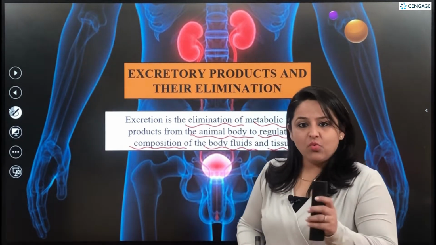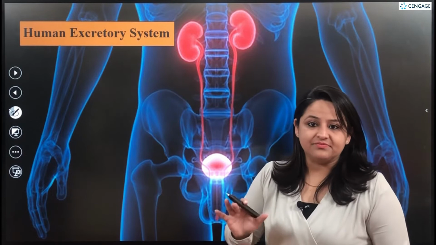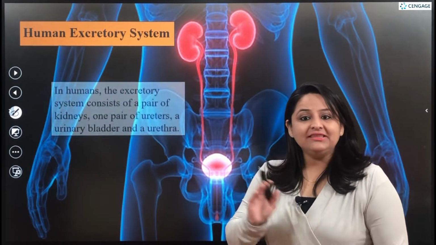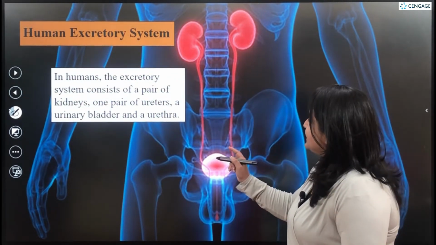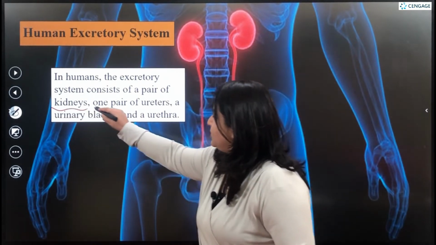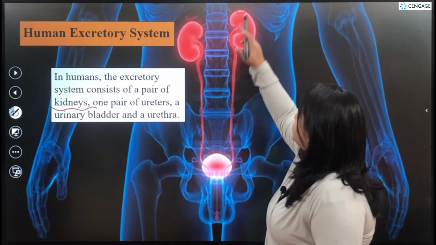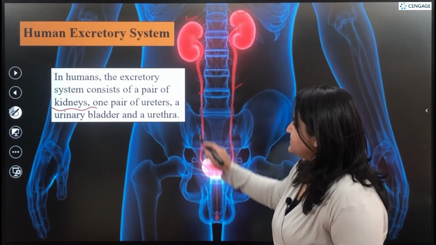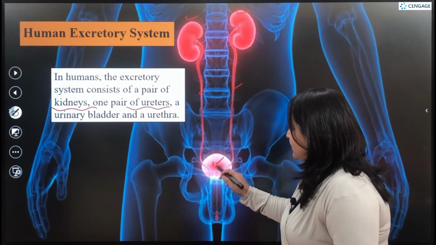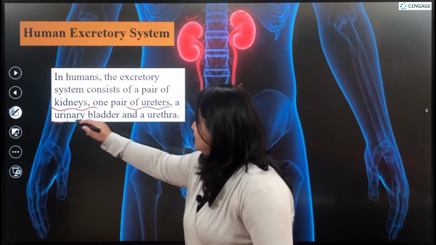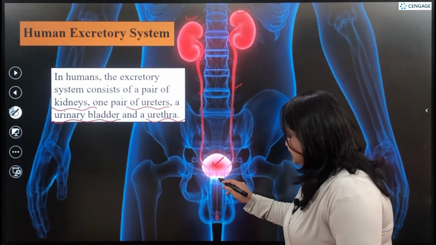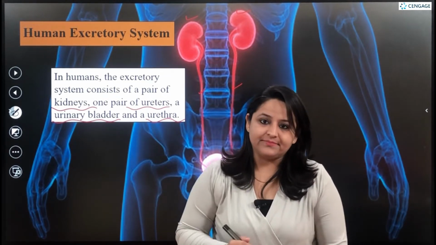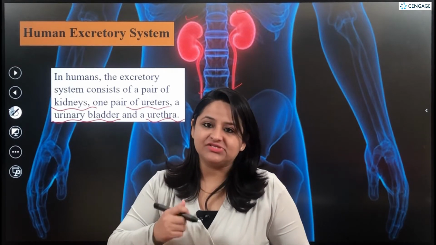So now let's see what all parts form the human excretory system. This is the picture of a human excretory system. We can have a look over here. The human excretory system consists of a pair of kidneys. You can see these are the two kidneys. Then a pair of ureters. These tubes are known as the ureters. Then one urinary bladder, as well as a urethra. This is the urethra which is draining out the waste material out of the body. So these parts form the human excretory system.